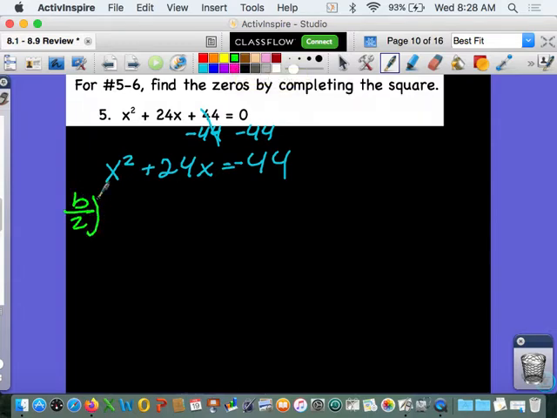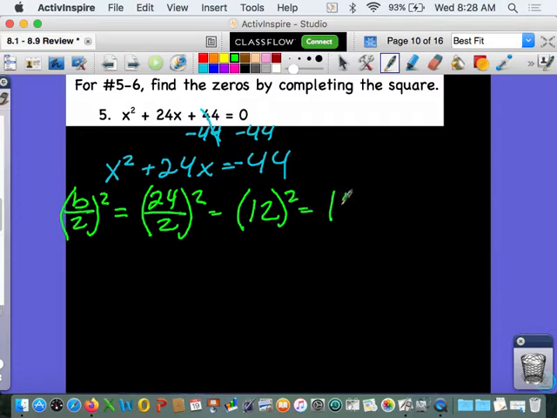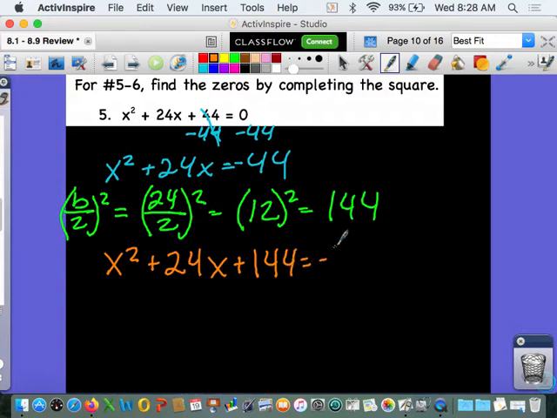b over 2 squared. That's the next step, right? There's not an a value. So my b is 24 over 2 squared. So that's 12 squared, which gives me 144. Now that I have 144, what do I do with that 144? Add it to both sides. So x squared plus 24x plus 144 is negative 44 plus 144.